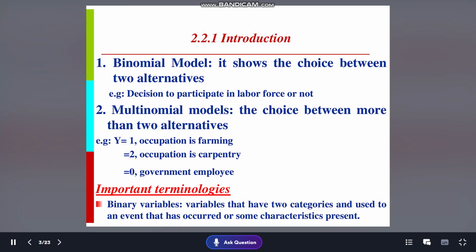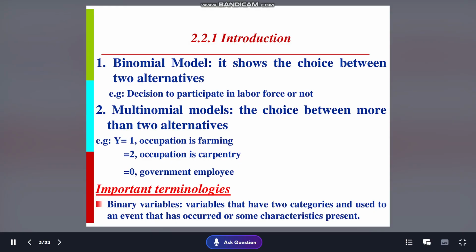The first category is the binomial model, which involves a choice between two alternatives. For example, deciding whether to participate in the labor force or not. The second is the multinomial model, where choices exceed two alternatives, like different occupations.